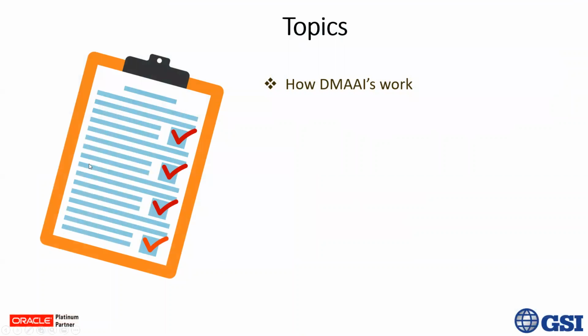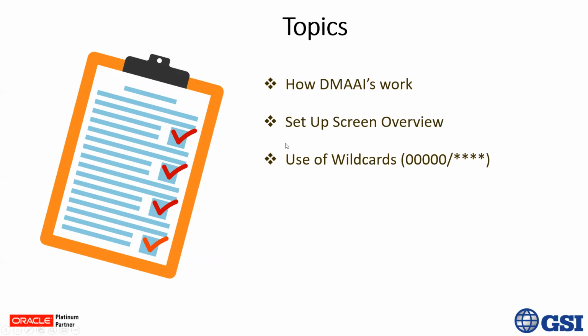Okay, so here basically are the topics we're going to cover. It's how DMAAIs work. We'll talk a little bit about the setup screen. So how do you get to it? How do you set up a DMAAI? What does it look like? And then after we talk about that and how they work, we're going to talk about some wildcard entries. So you'll get used to the term, what is a wildcard when we're talking about DMAAIs, and how does JD Edwards interpret those wildcards.